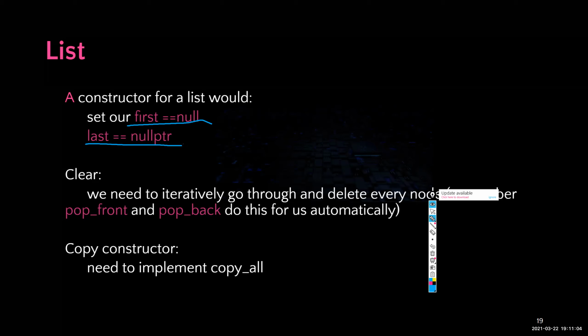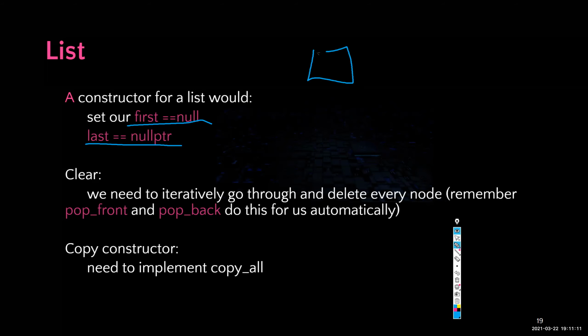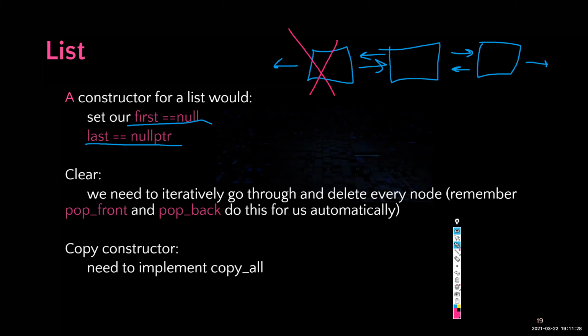Okay, and the last thing we have to be worried about is clear. Clear is essentially going to take a list of some size and delete every element in it. It seems a bit tricky at first, but recall that we've already defined what pop front does. Pop front deletes this node right here, and it updates this to be our first. We've already done that.